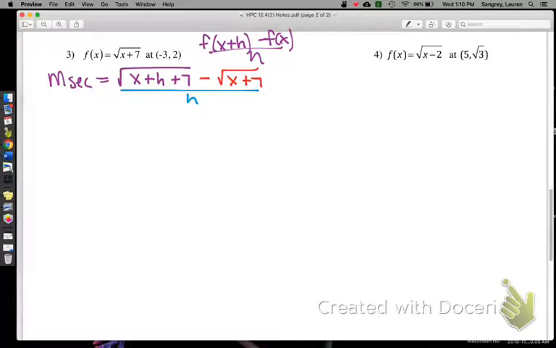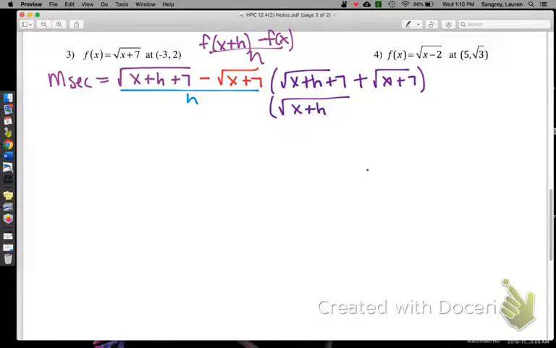When we're dealing with these square roots, this might start to look familiar. We want to multiply by the conjugate. So I'm looking at the numerator, and I know that I have to multiply top and bottom by the conjugate, which is just switching that negative sign in between the two square roots to a plus sign. So I am multiplying top and bottom by the square root of x plus h plus 7 plus the square root of x plus 7. And that goes top and bottom.